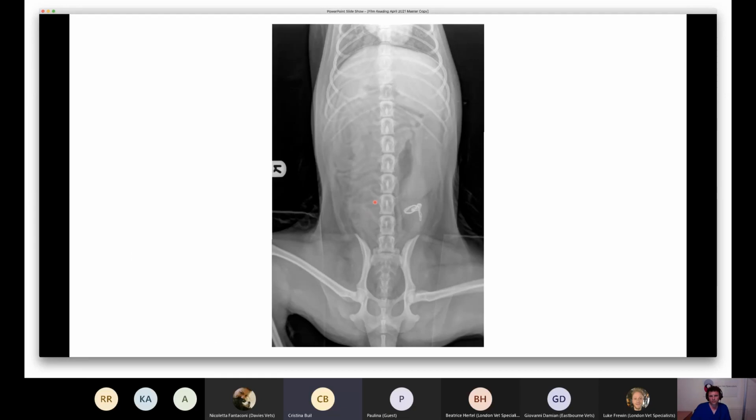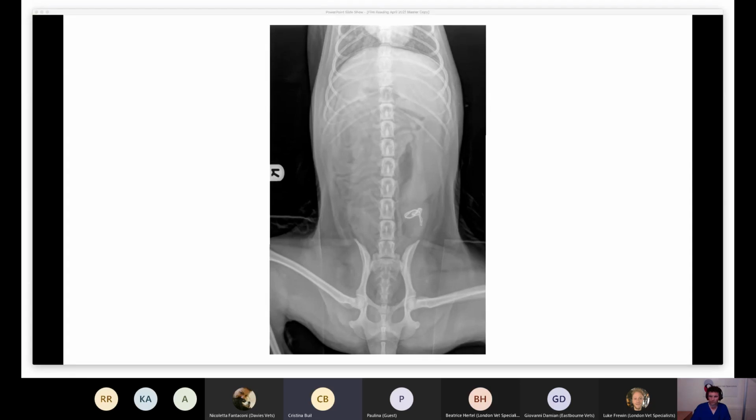there's also a linear structure in the caudodorsal aspect of the abdominal cavity, and it is surrounded by a loss of serosal detail. I cannot see the bladder, and the other structures, like the extra-abdominal structures, look normal.